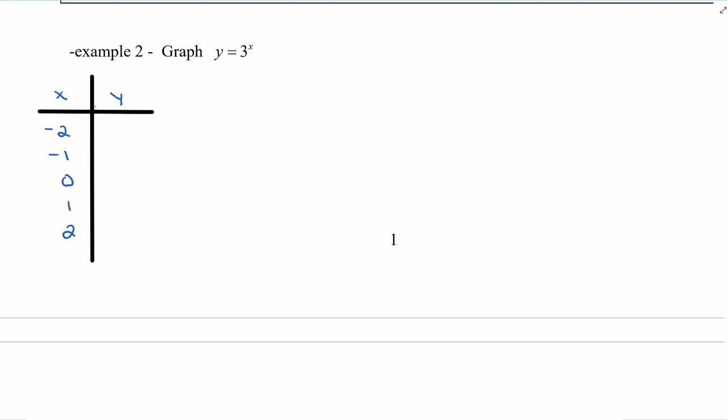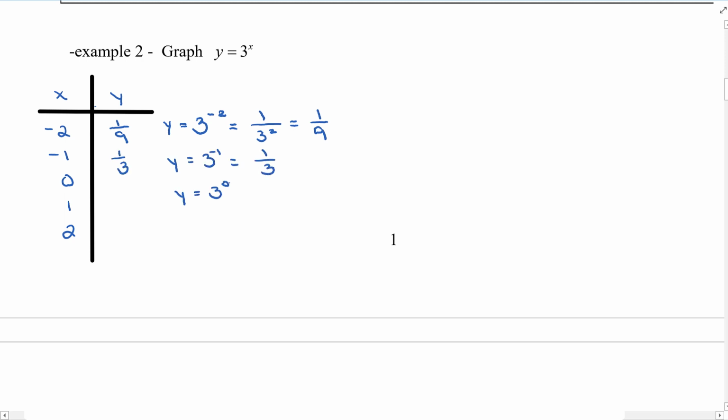So y is going to be equal to 3 raised to the negative 2, which equals 1 over 3 squared, which is 1/9. And then y equal to 3 raised to the negative 1 is equal to 1/3. Y equal to 3 raised to the 0 is equal to 1. Y equal to 3 raised to the first is equal to 3. And y equal to 3 squared is equal to 9.